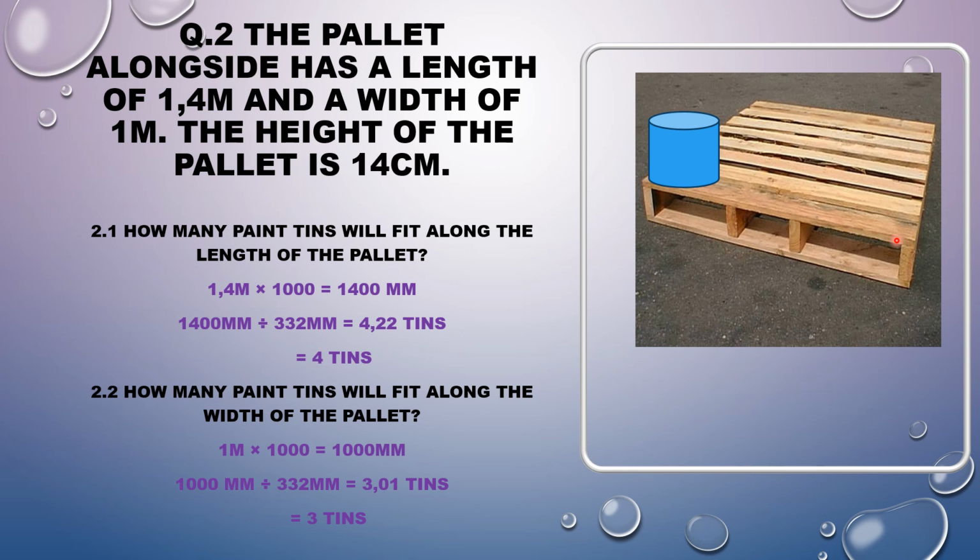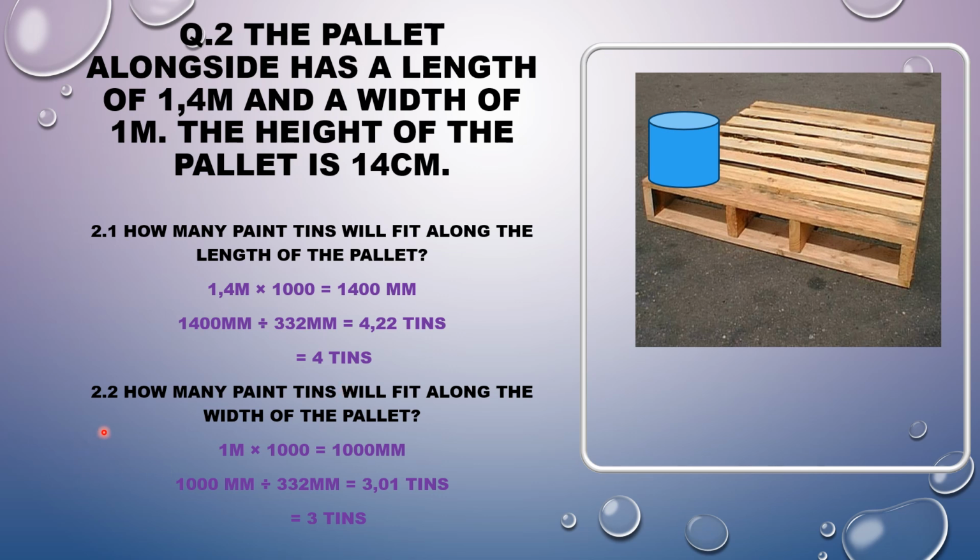Now 4,22 is a perfect example of the instruction on your exam paper where it says round off according to the given context. So if I round this off to 5 tins, my fifth tin will not have enough space on the pallet. Therefore, according to the context, I need to round down. So this now becomes 4 tins.